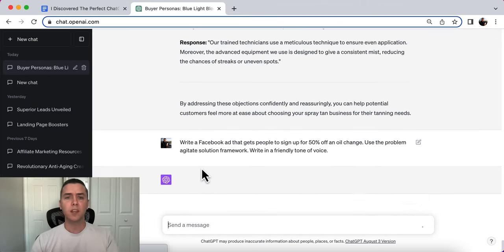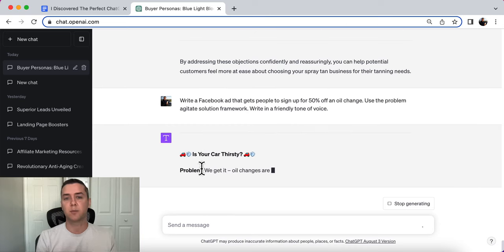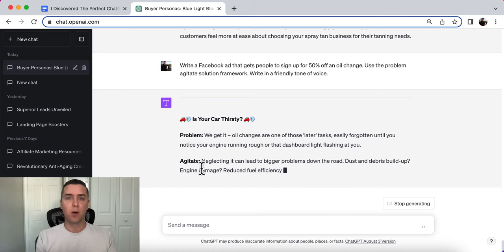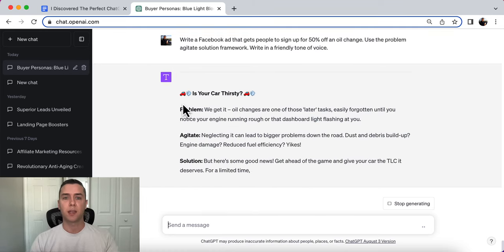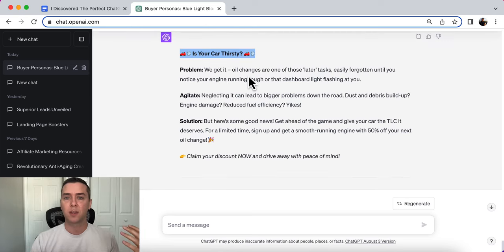All right. Again, going back to the tone, we want to know what tone is going to connect with our customers on a deep level, that once they read our ad, they're going to be like, I want it. Okay. So really quick, is your car thirsty? Problem. All right. We get it. Oil changes are one of those later tasks easily forgotten until you notice your engine running rough or the dashboard light flashing at you. Agitate.